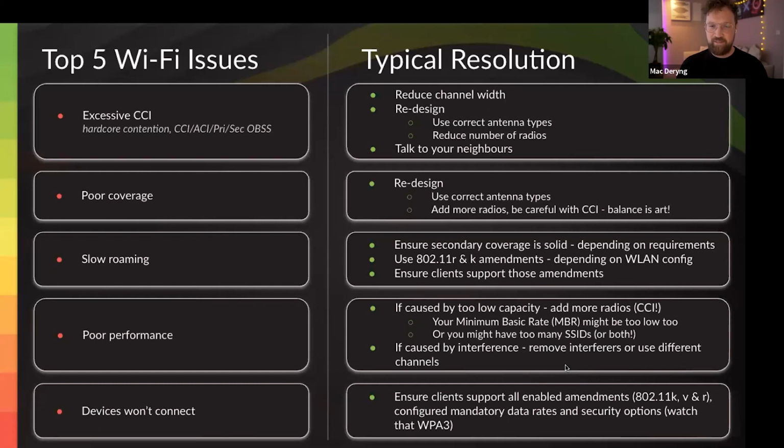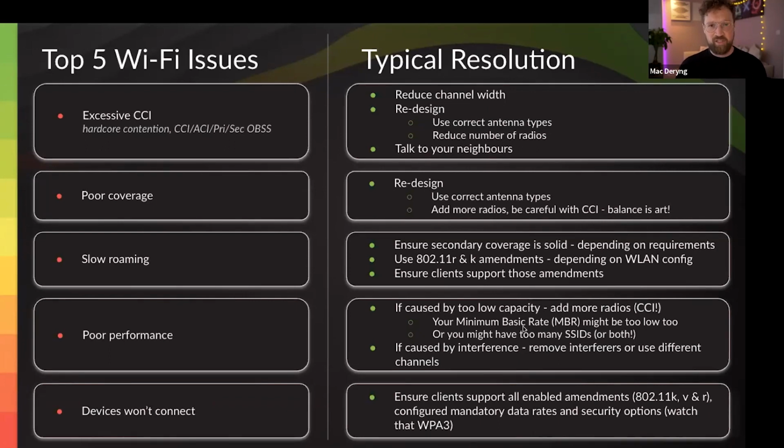Without the correct design, no matter what you do, you won't have a perfect network. And if your design is perfect and you still have massive CCI, then talk to your neighbors, okay? Because they might be killing all the fun. Issue number 2 is poor coverage, and that's typically due to bad design. So redesign, use correct antennas or add more access points, but still it's a balancing art. You don't want to have too many radios because your CCI will go through the roof.